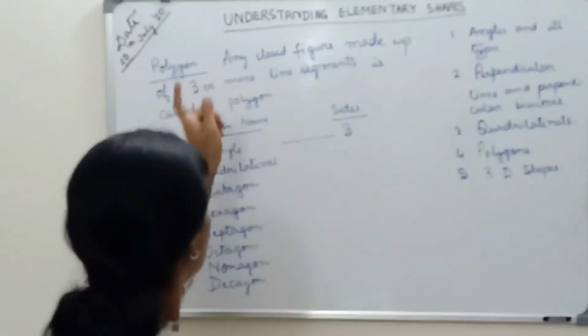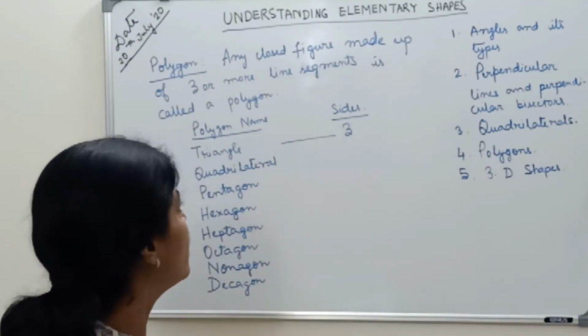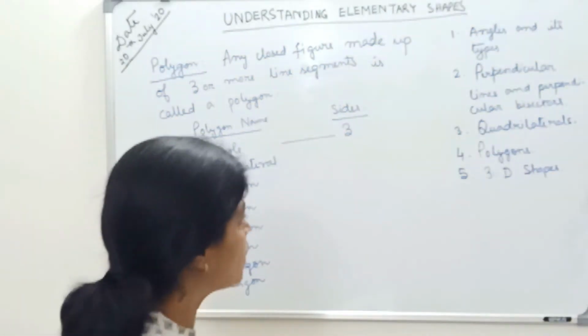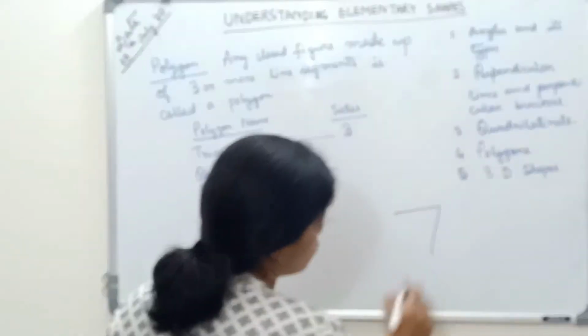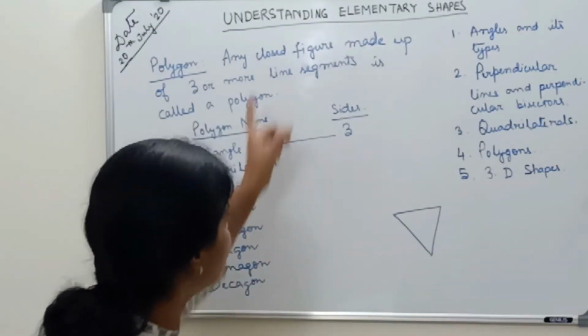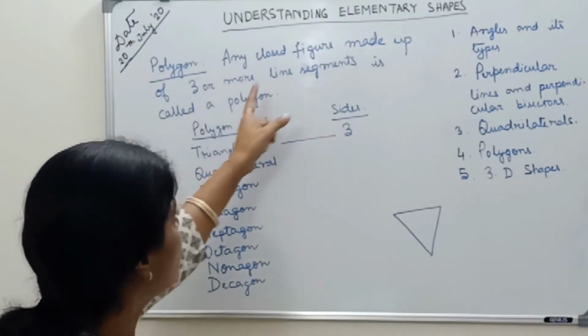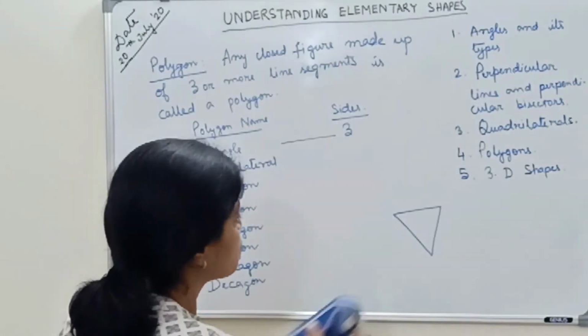Now coming to polygon. What is polygon? Any closed figure made up of 3 or more line segments. With two line segments we can't make a closed figure. Can we make it with 2 line segments a closed figure? No. So minimum 3 lines should be required. So any closed figure made up of 3 or more line segments is called a polygon. So what are the various polygons?